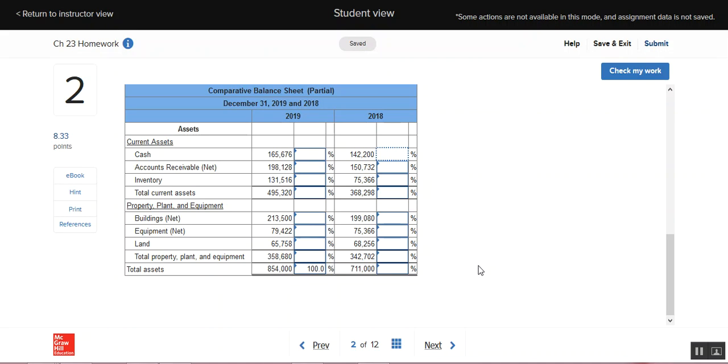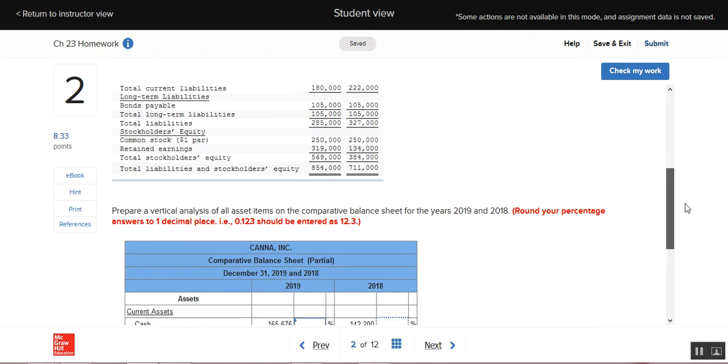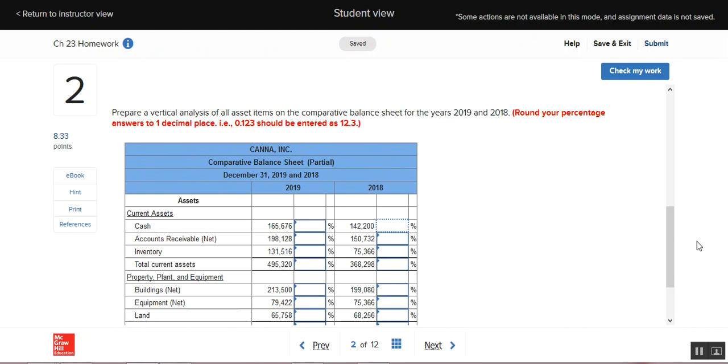Hi class. In this video we're going to look at some examples from chapter 23. So we're going to look at some different tools we can use for financial statement analysis. In this particular question we have a comparative balance sheet and we are to do a vertical analysis.